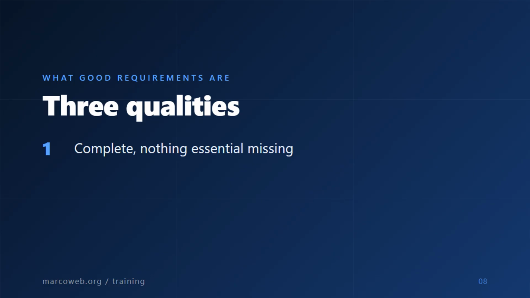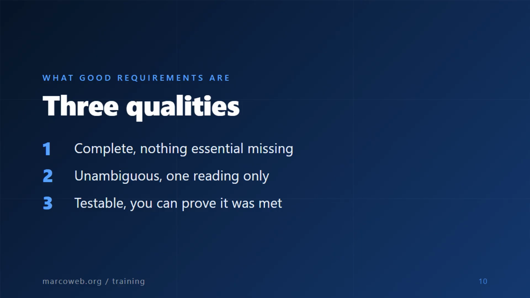First, complete: nothing essential is missing. Second, unambiguous: there is only one way to read it, so the design cannot drift from the intent. And third, testable: you can actually prove it was met. You cannot run an acceptance test against a requirement no one can measure, which is next lesson's problem.